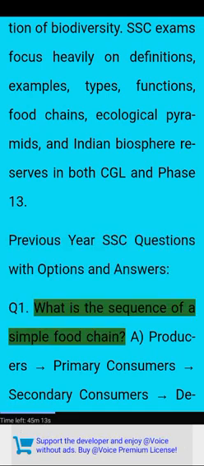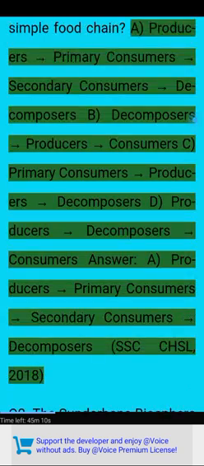Q1. What is the sequence of a simple food chain? A. Producers, primary consumers, secondary consumers, decomposers. B. Decomposers, producers, consumers. C. Primary consumers, producers, decomposers. D. Producers, decomposers, consumers. Answer: A. Producers, primary consumers, secondary consumers, decomposers.